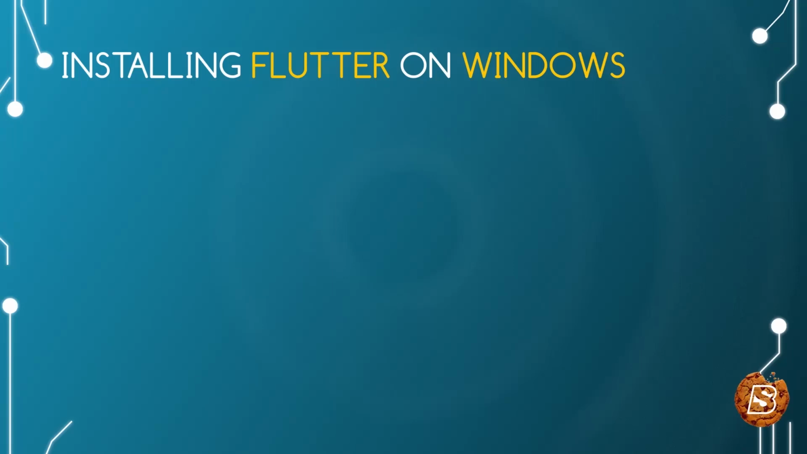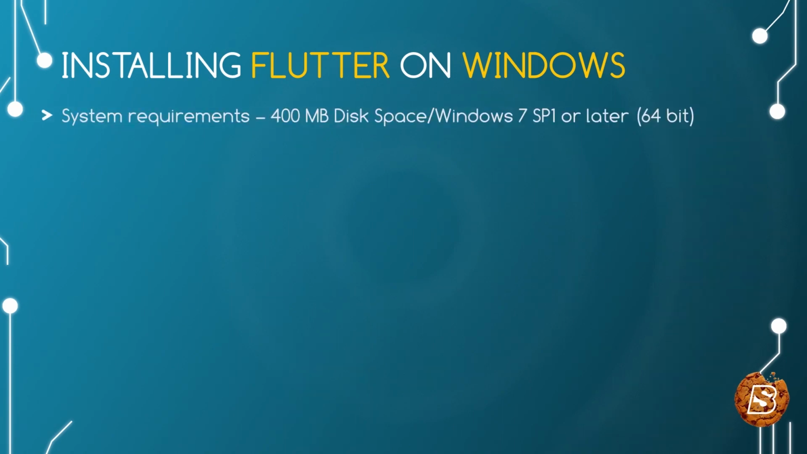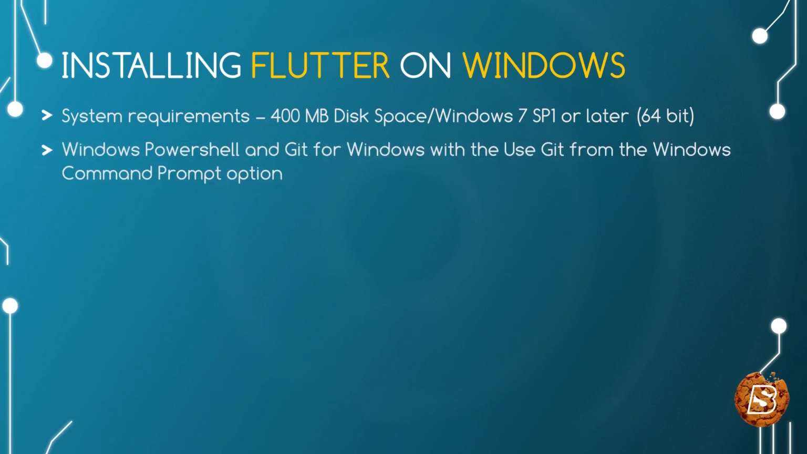In order to install Flutter on Windows, the basic system requirement is to have 400 MB of disk space, and the operating system should be Windows 7 SP1 or later, and it must be 64-bit. You must have Windows PowerShell and Git for Windows installed, with the option use Git from the Windows command prompt.